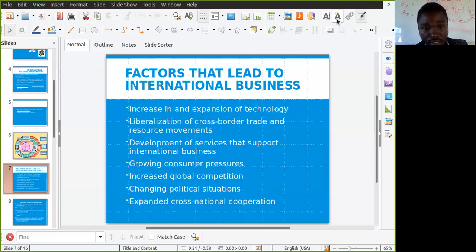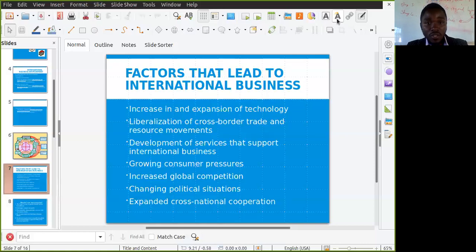Changing political situations. For example, during the ban of Coca-Cola in India, the ban was because of the political influence that the current government had on that beverage drink. Hence, we can conclude that the political policies that a given government imposes on certain products might shape the firm's decision to move from one country and go international.